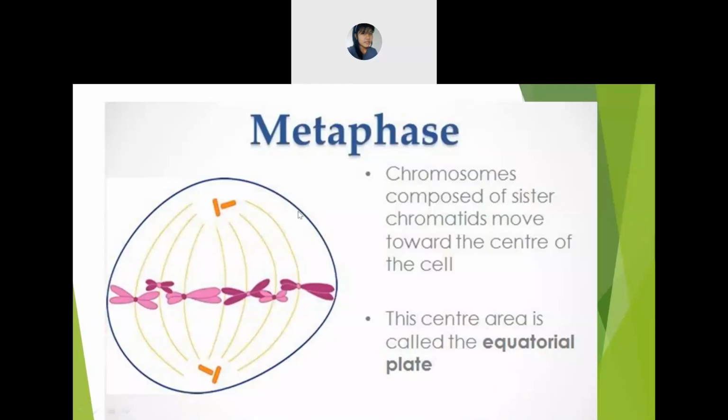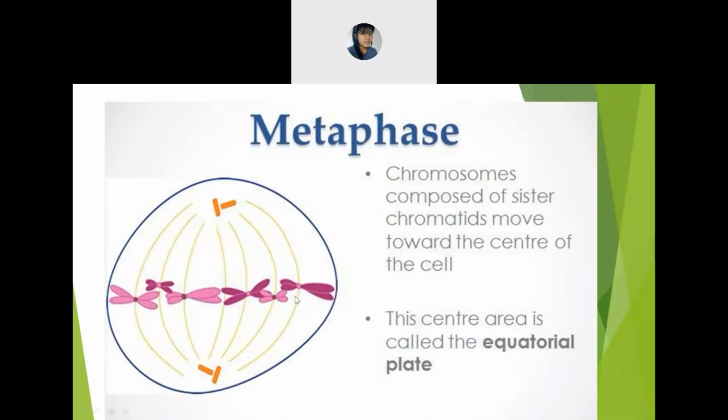Okay, next is metaphase. Next phase is the metaphase. So in the metaphase, what will happen? The chromosomes composed of sister chromatids move towards the center of the cell. The chromosomes will move towards the center here. This is the center. So this center area is known as the equatorial plate.